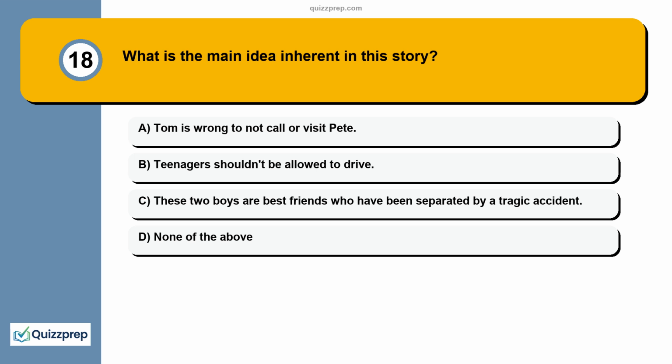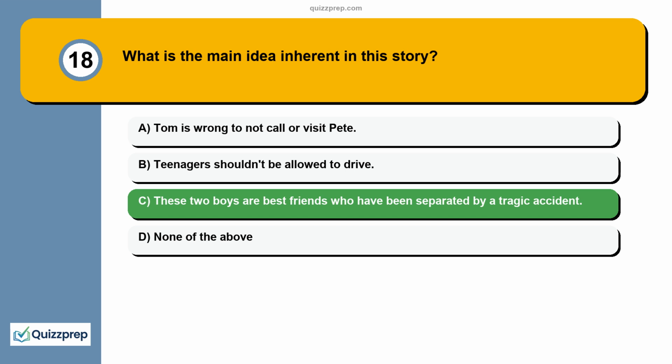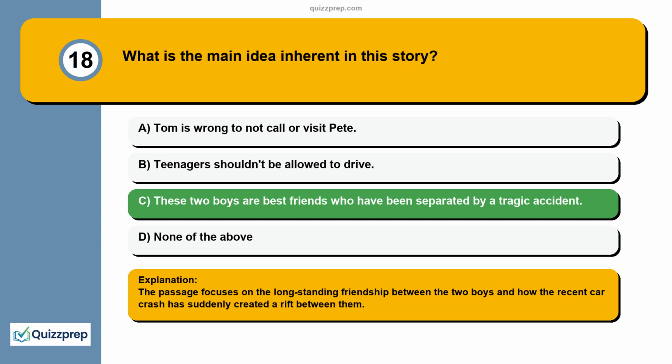Question 18. What is the main idea inherent in this story? Tom is wrong to not call or visit Pete. Teenagers shouldn't be allowed to drive. These two boys are best friends who have been separated by a tragic accident. None of the above. The passage focuses on the long-standing friendship between the two boys and how the recent car crash has suddenly created a rift between them.